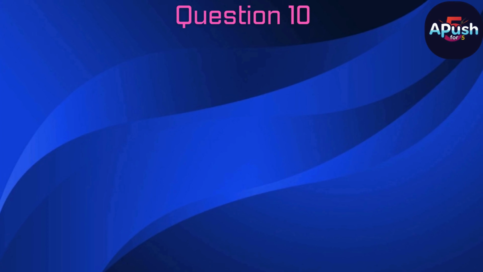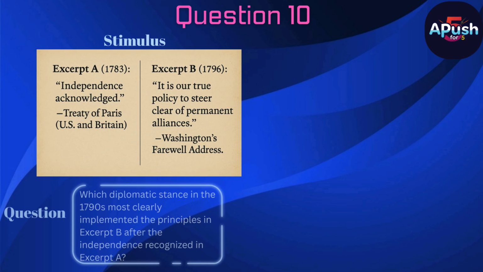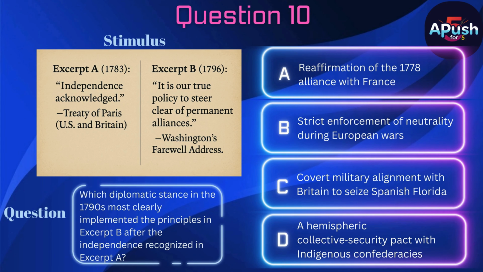Question 10. Stimulus. See excerpts. Question. Which diplomatic stance in the 1790s most clearly implemented the principles in Excerpt B after the independence recognized in Excerpt A? A. Reaffirmation of the 1778 alliance with France. B. Strict enforcement of neutrality during European wars. C. Covert military alignment with Britain to seize Spanish Florida. D. A hemispheric collective security pact with indigenous confederacies.